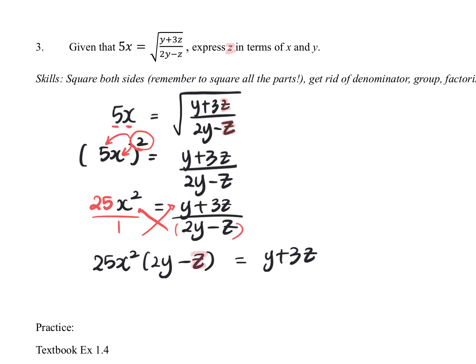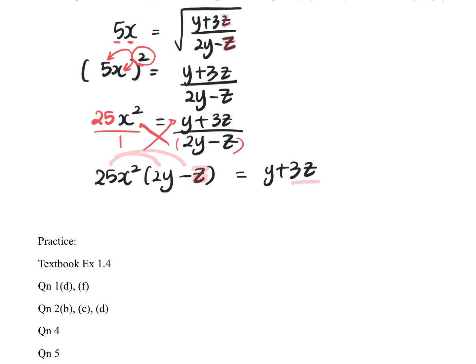So z is trapped in my bracket over here, and there's a 3z over here. So what we need to do is expand out, to save it from the bracket. So we will have 50x squared y minus 25x squared z equals y plus 3z. Okay, now finally we have no longer any more fractions and all the terms are individually on their own.